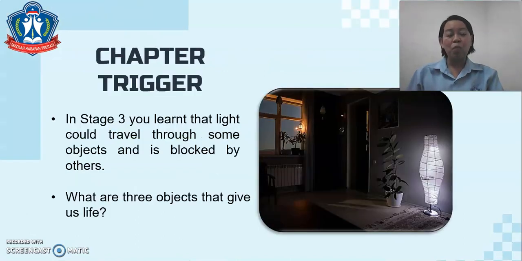For chapter 2, your questions. In stage 3, you learned that light could travel through some objects and is blocked by others. What are 3 objects that give us light? Take your time to answer, children, and don't forget to write your answers in your science notebook, and we will check your answers together in the class.